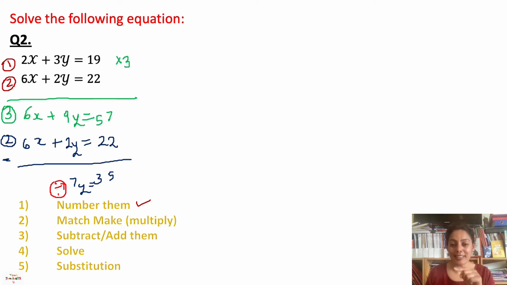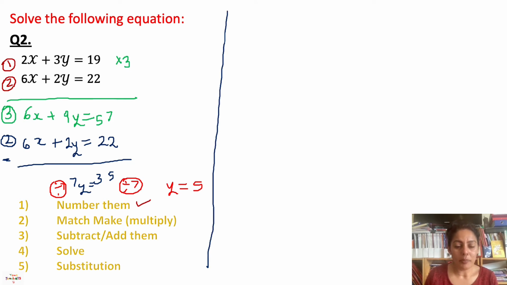Because I know that 35 divided by 7 is going to give me 5. Very clever. So here we've got 7y divided by 7 is going to leave me with the y on its own. And 35 divided by 7 is going to give me 5. So yay, I've got my answer. y equals 5. So I'm now going to draw my line going down. Look, we matchmade. We subtracted them and we solved it.